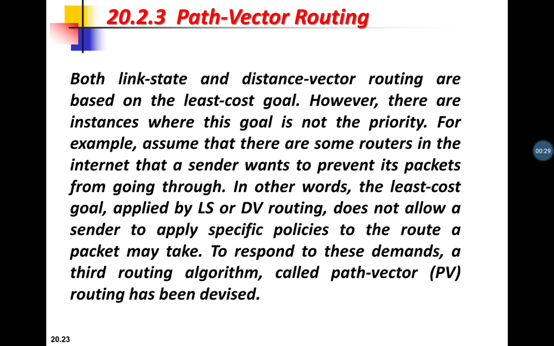For example, assume that there are some routers in the internet that a sender wants to prevent its packets from going through. Or in other words, the least cost goal applied by the link state and the distance vector routing does not allow a sender to apply specific policies to the route a packet may take. To respond to these demands, a third routing algorithm called path vector routing has been devised.